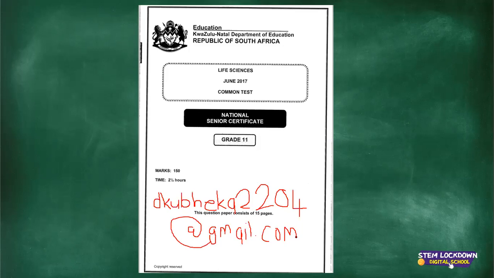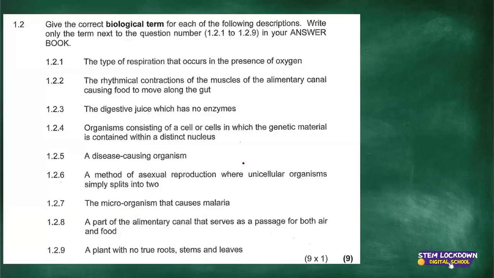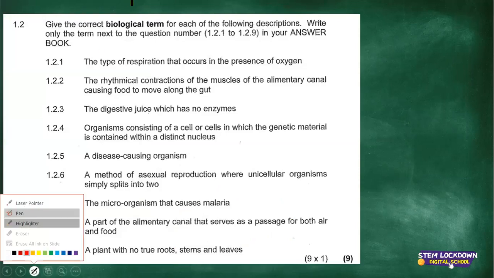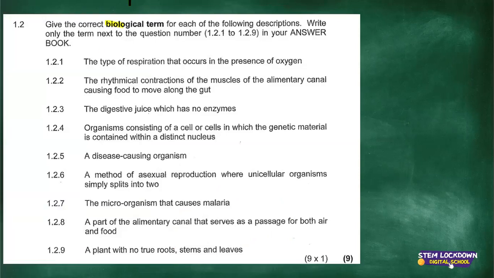Okay, now we are continuing. Remember we had started with the multiple choice yesterday. Today, question 1.2, you give the correct biological term. It's very clear. It's asking for a biological term, guys. There might be other names associated with that particular thing, but if it's not the biological term, do not give me that name. Give the biological term.